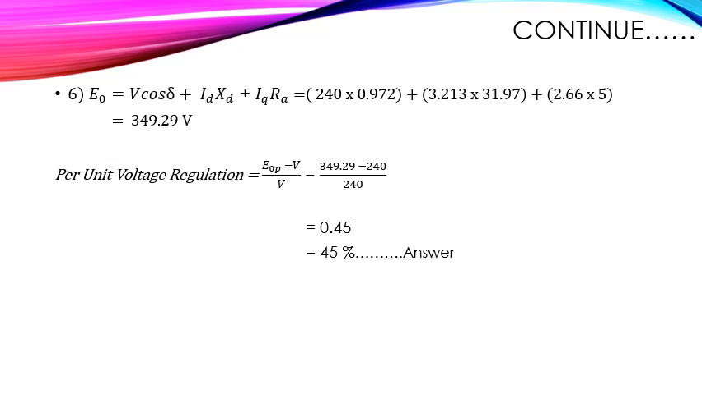Then we can get the per unit voltage regulation by putting these values. So E0 minus V divided by V, and the regulation is 45%.